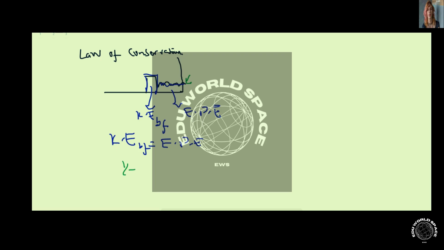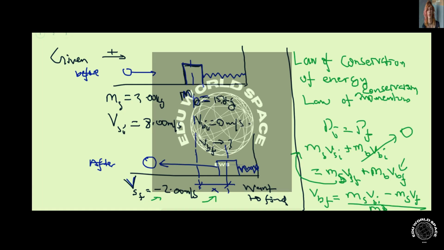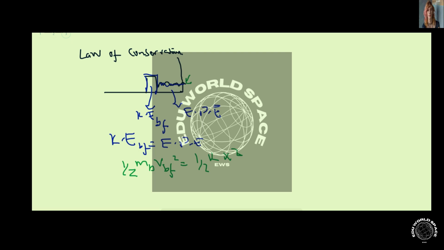And so 1/2 mass of block, final velocity of block squared equals 1/2 k x squared. Something else we also have to remember is that we're given the spring constant for the block, and the spring constant happens to be 500 newtons per meter. And so if we go back, we have that number. We're trying to solve for x.